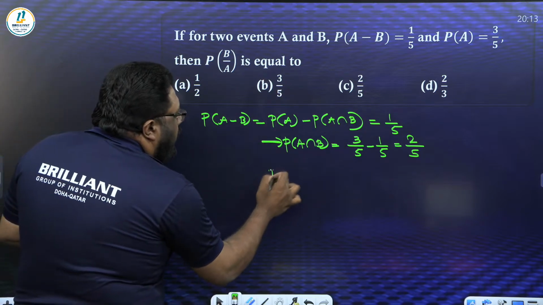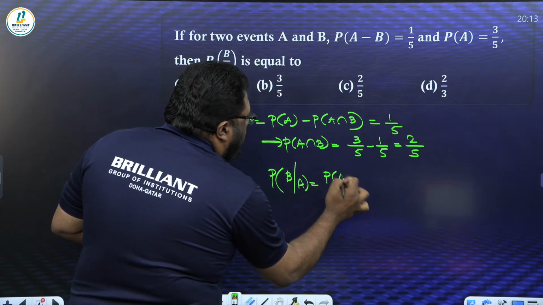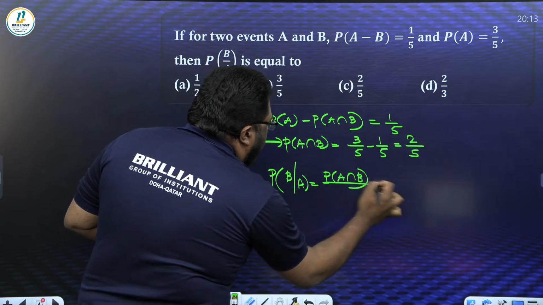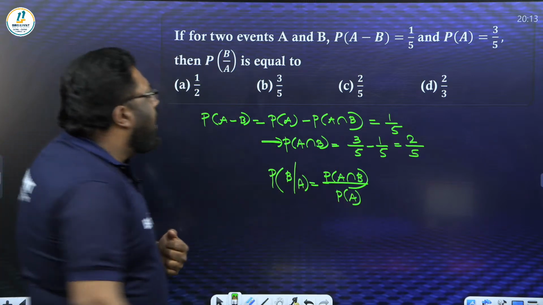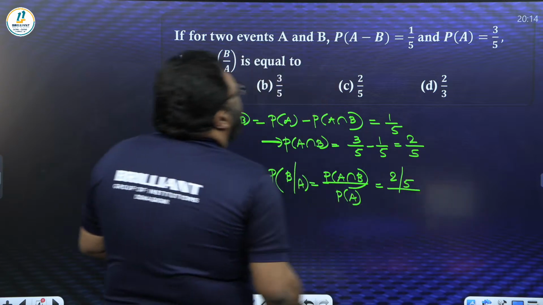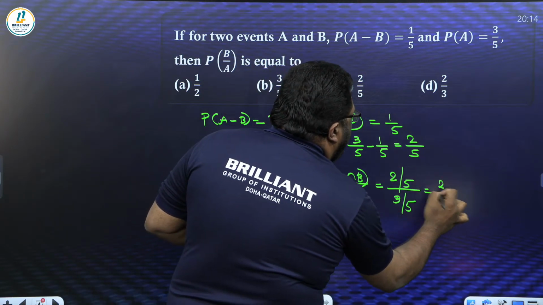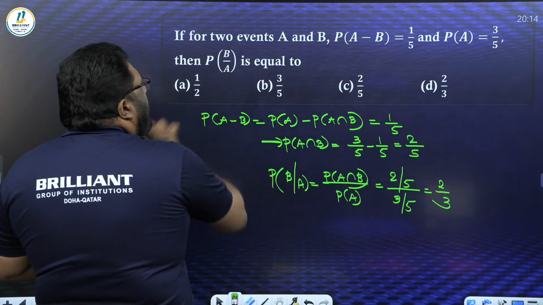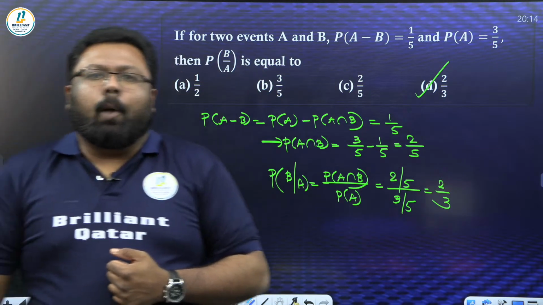Now I want P of B by A. We already studied the formula: P of A intersection B divided by P of A. A intersection B is 2 by 5 and P of A is 3 by 5. Answer 2 by 3, option D.